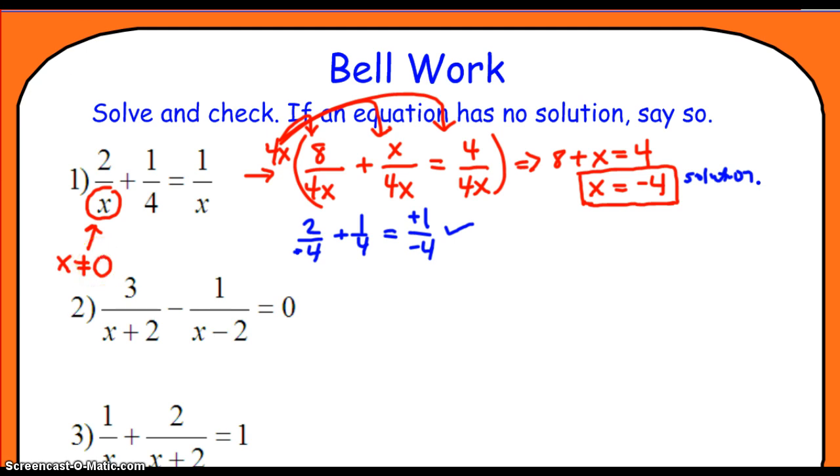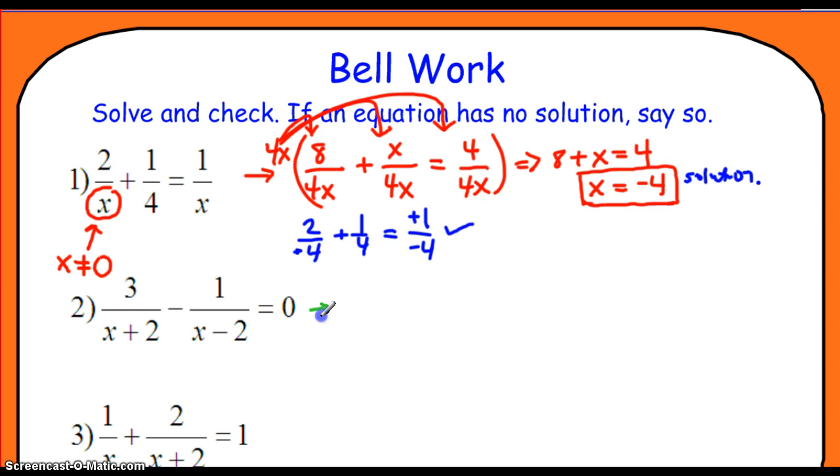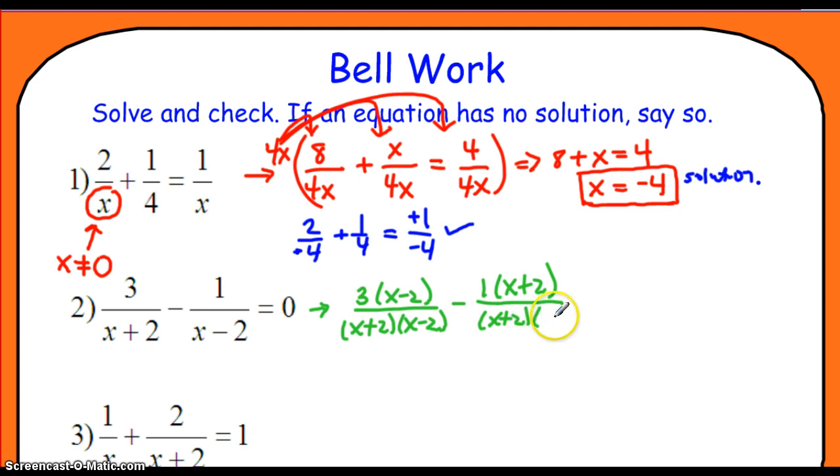So let's look at example 2. Let me go back to a different color. We need to have a common denominator. And if we're going to get a common denominator, that means this first fraction needs to have an x minus 2 multiplied to both the top and the bottom. That means our second fraction needs to have an x plus 2 multiplied to the top and to the bottom. And the same thing is true for 0, but anything times 0 is 0.